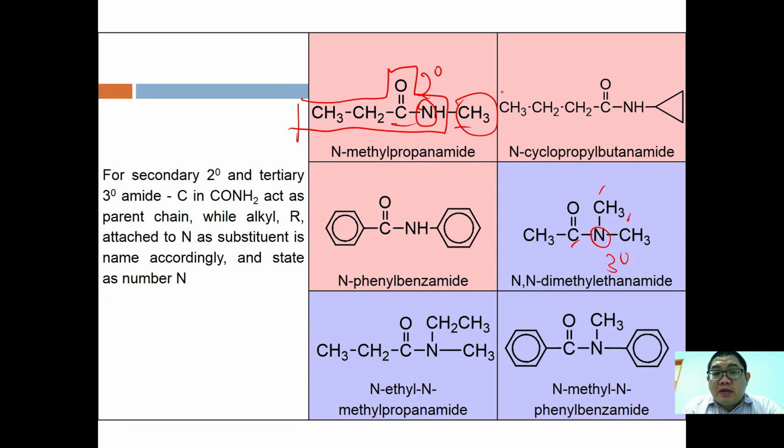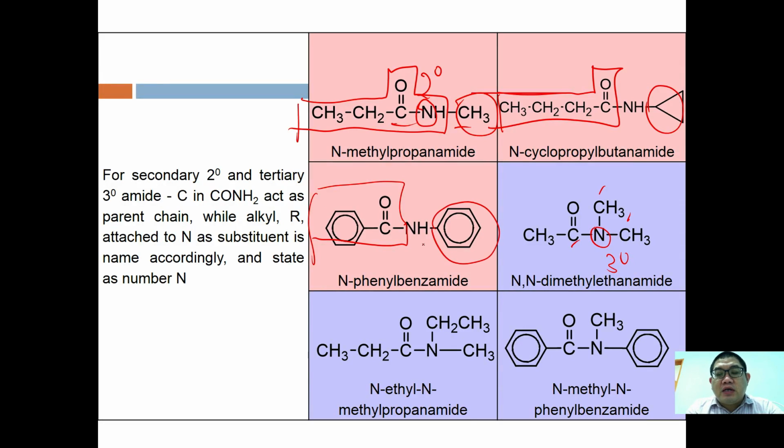The next example is a 4 carbon CONH, so this one is butanamide. If you have cyclopropyl surrounding it, this is called N-cyclopropyl butanamide. And if you have a benzene surrounded by the NH, this is what we call benzamide. You have a phenyl group surrounding here, therefore N-phenyl benzamide.